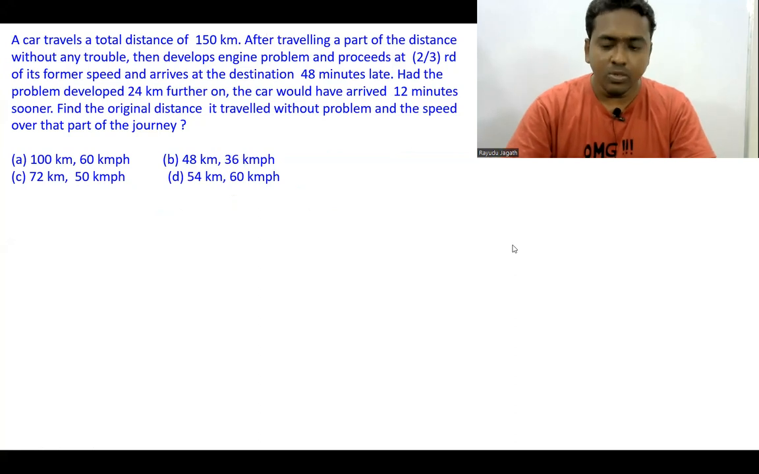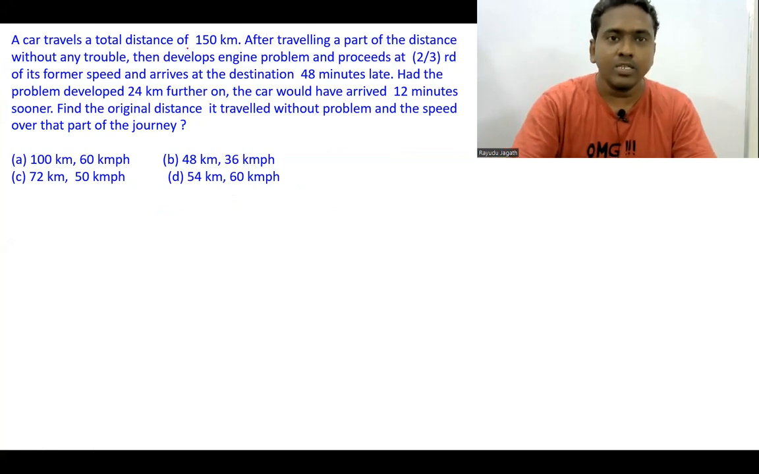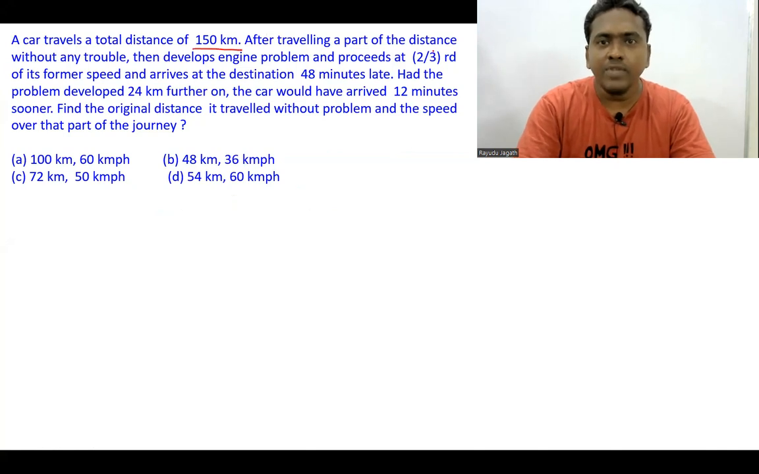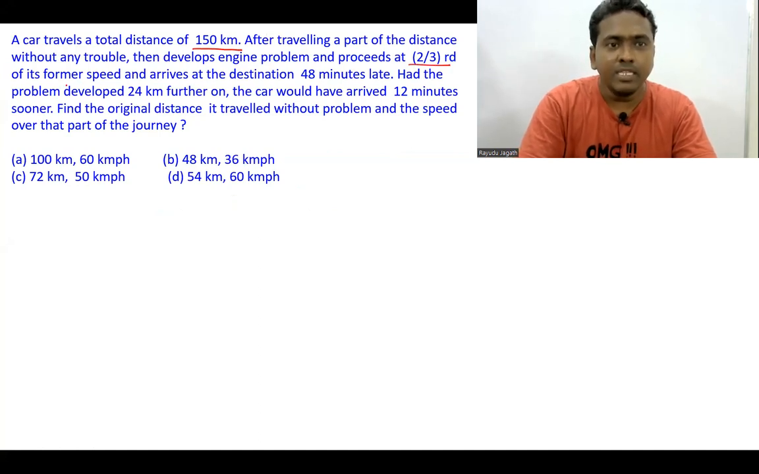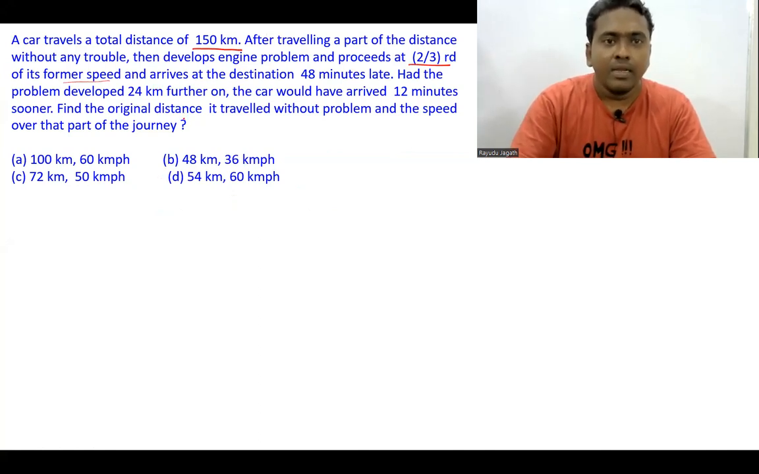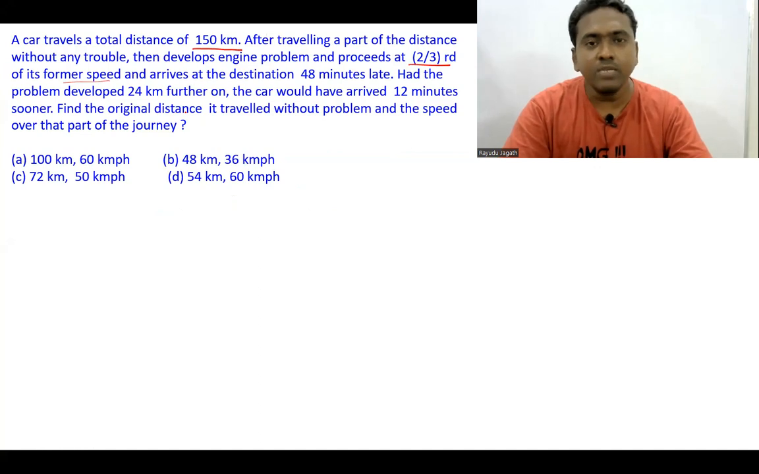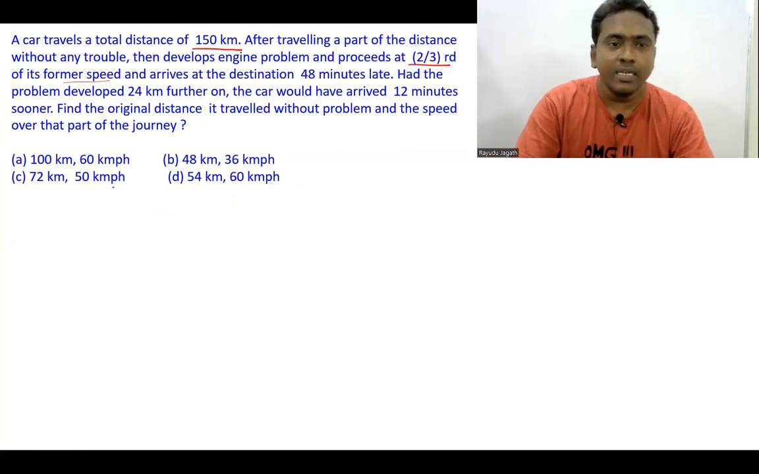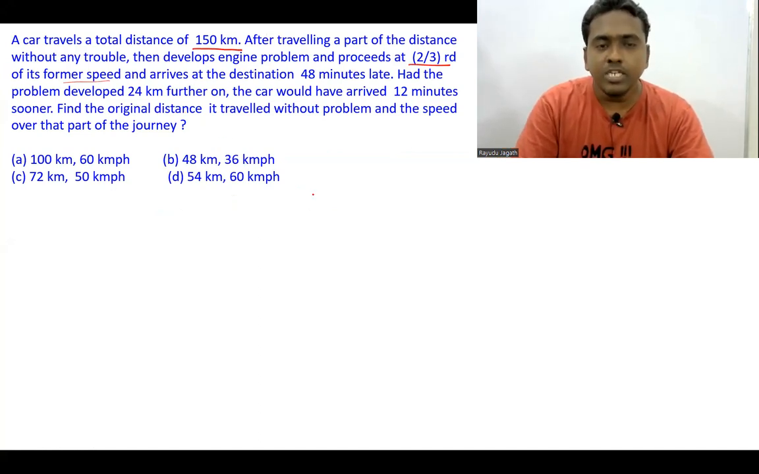Okay, here in this question, a car travels a total distance of 150 kilometers. After traveling a part of the distance without any trouble, it develops an engine problem and proceeds with 2/3 of its former speed. Earlier speed is, okay, 3 parts. Now speed is 2 parts. Otherwise, it is moving with scheduled speed. Under that condition it will arrive in scheduled time.